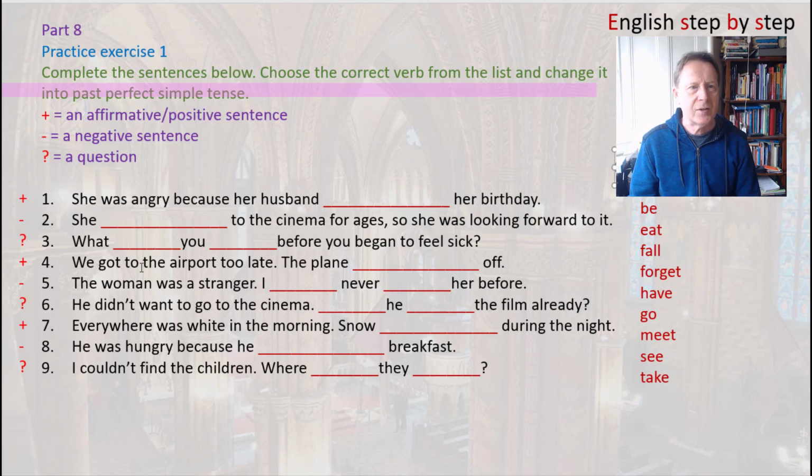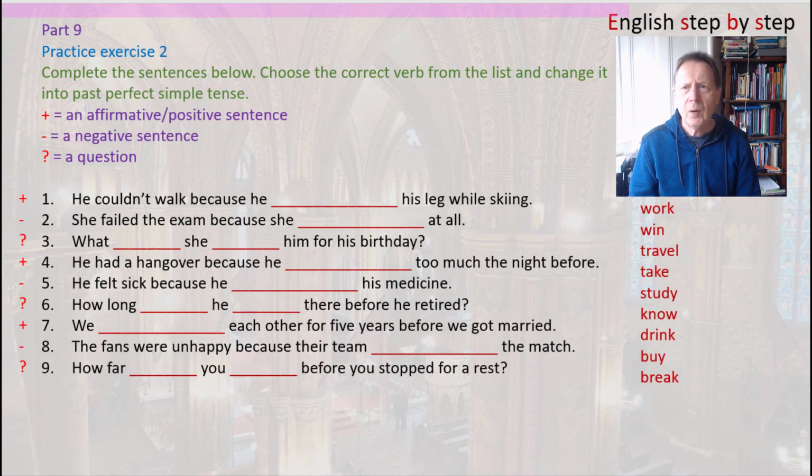So that's practice exercise 1, similar, with a different set of verbs. Work, win, travel, take. Well, you have to use the past participles, worked, won, travelled, etc. And again, check, is it affirmative, negative, or a question?